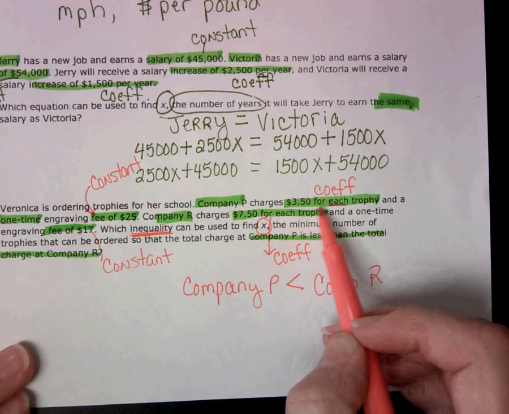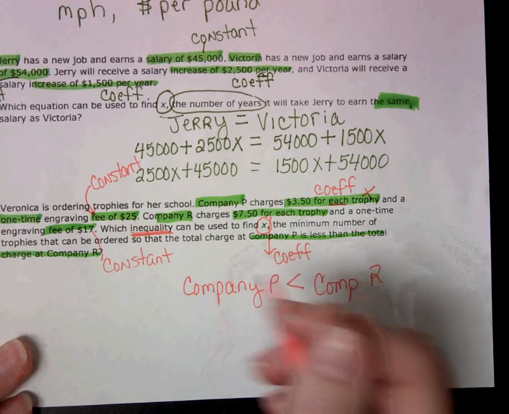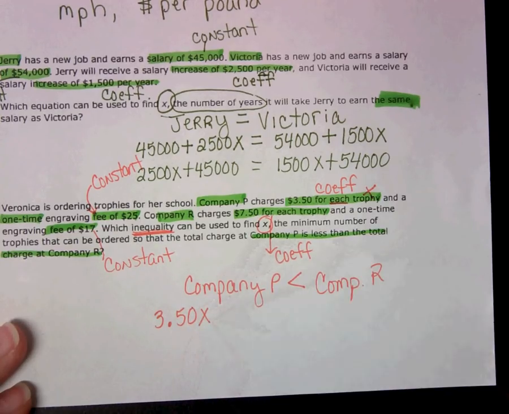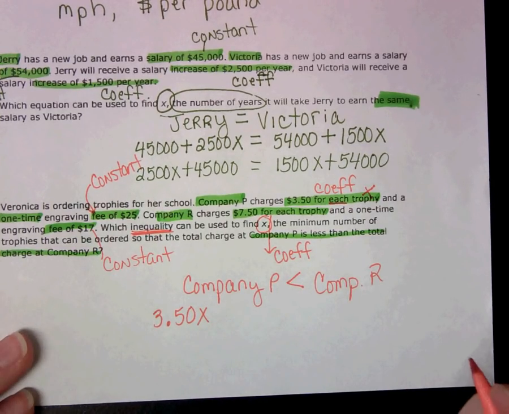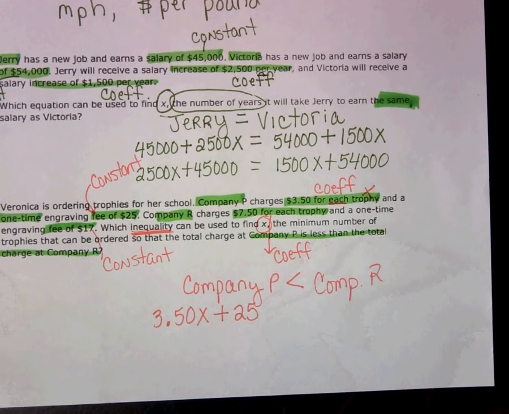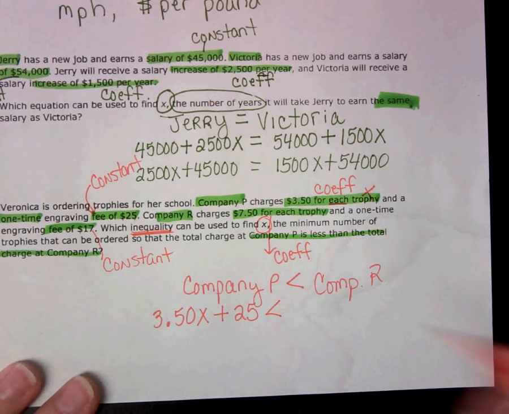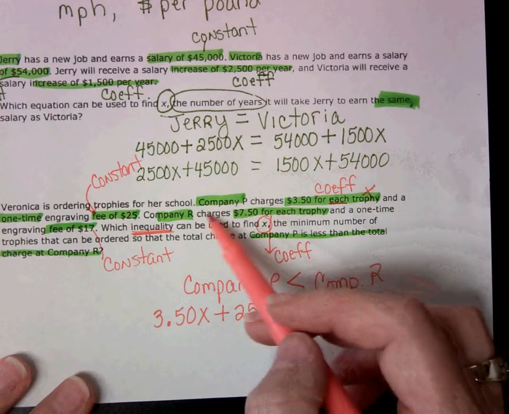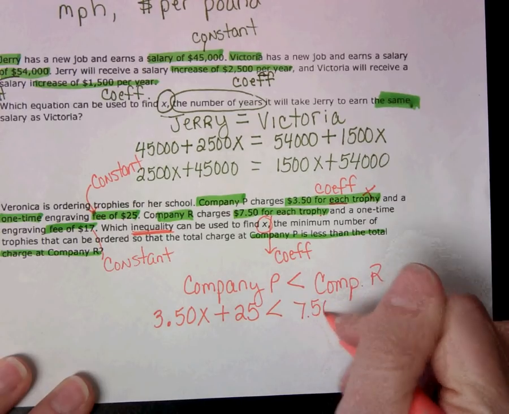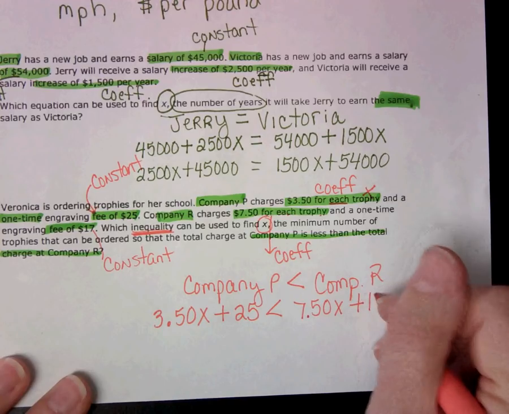So let's look at company P. Charges $350 for each trophy. Remember, our trophies are represented by X. So $350 for each, $350 times X. And a one-time engraving fee of $25. Well, if they're charging us, we're going to have to add that on. So plus 25. Remember, we could have subtracting. Okay, is less than, and then company R charges $750 for each trophy. So $750 times X. And a one-time fee of 17. So plus 17.